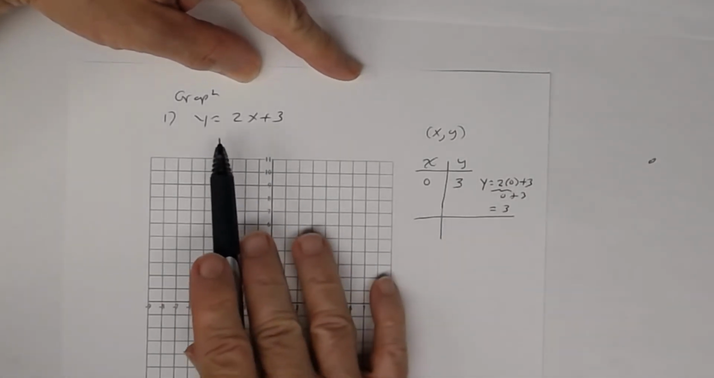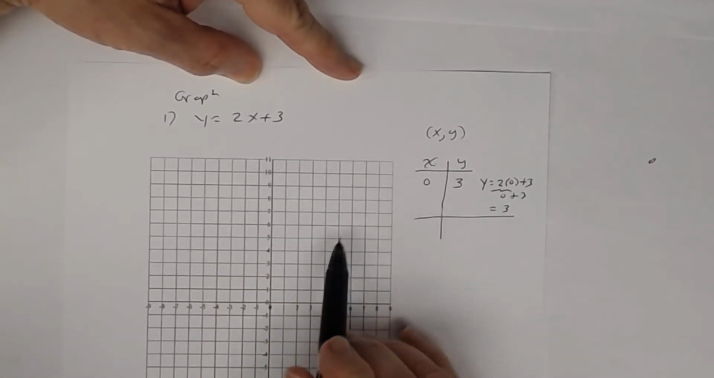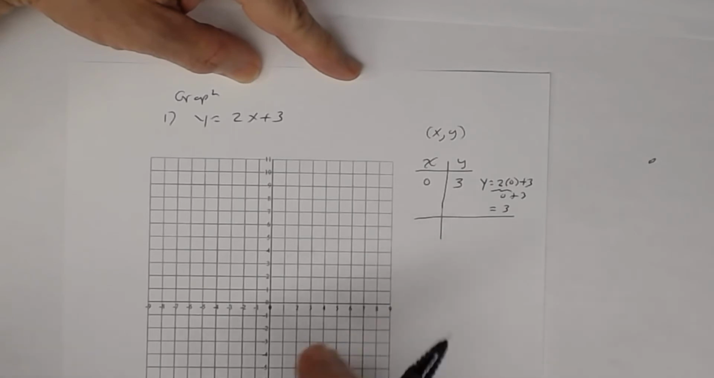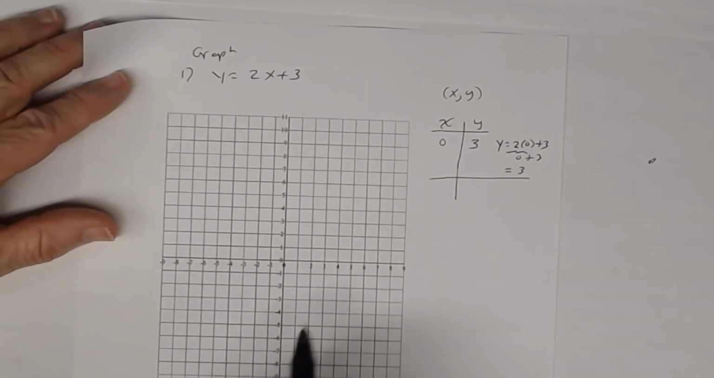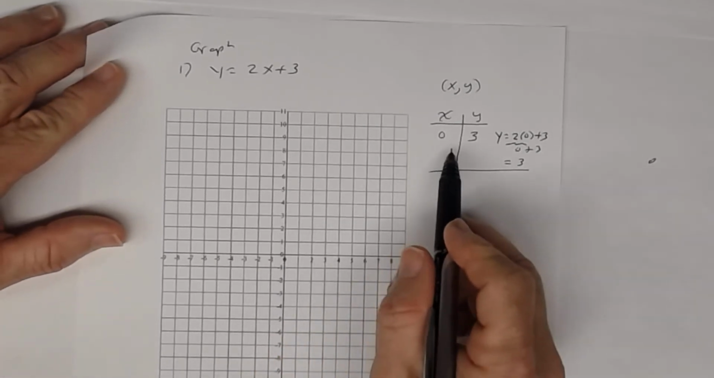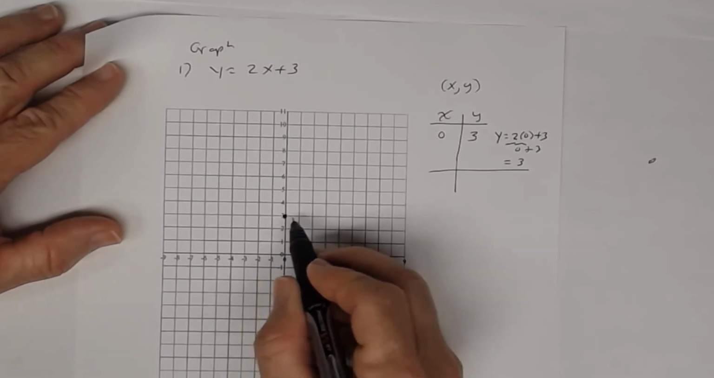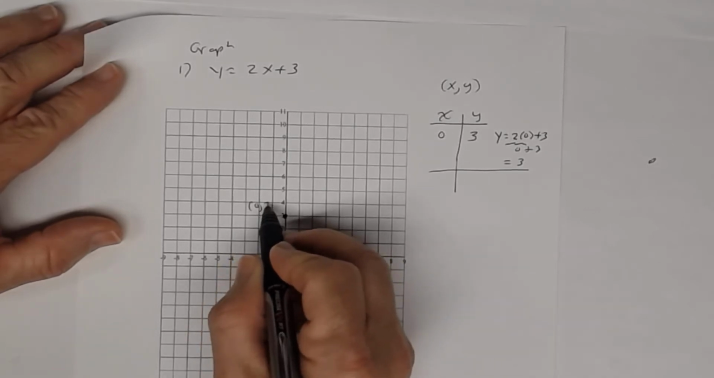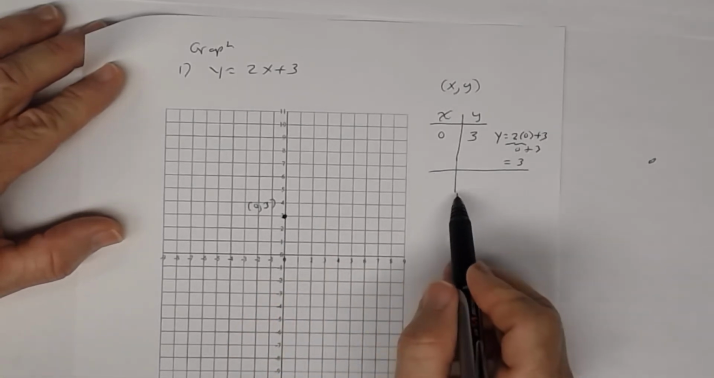Remember, when graphing an equation, you are graphing its solutions. So the ordered pair 0, 3 is a solution. Let's go ahead and plot that point. Since x is 0, I stay at the origin, and y is positive 3. I'm going to go up 3: 1, 2, 3. So there's the ordered pair 0, 3, right here.